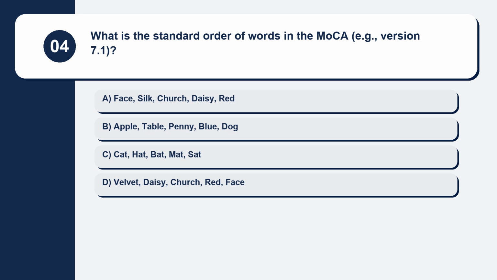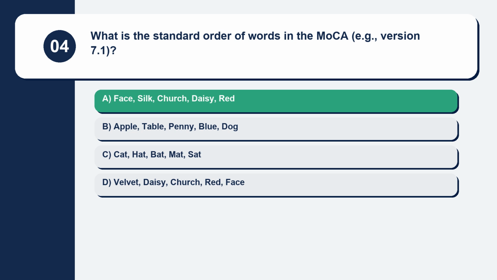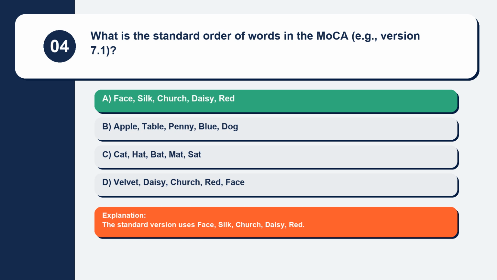Question 4. What is the standard order of words in the MoCA, example version 7.1? Face, silk, church, daisy, red. Apple, table, penny, blue, dog. Cat, hat, bat, mat, Saturday. Velvet, daisy, church, red, face. The standard version uses face, silk, church, daisy, red.